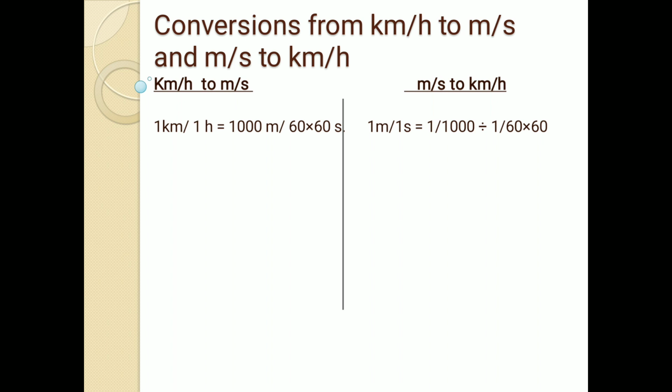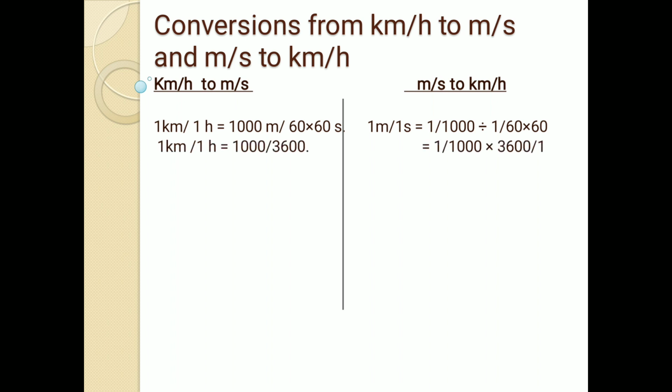Is it clear? Now the right side, just the opposite, meter per second to kilometer per hour. 1 meter is equal to 1/1000 kilometer. 1 second is equal to 1/(60×60) hour. Here we are going to convert meter per second to kilometer per hour. Next step.